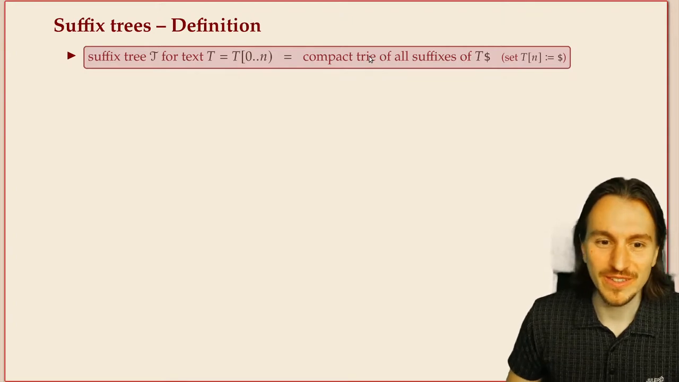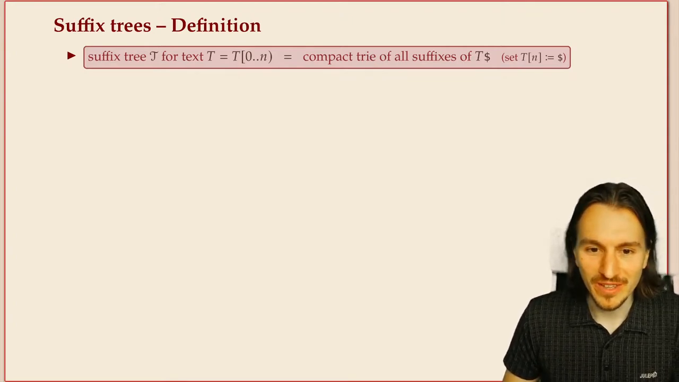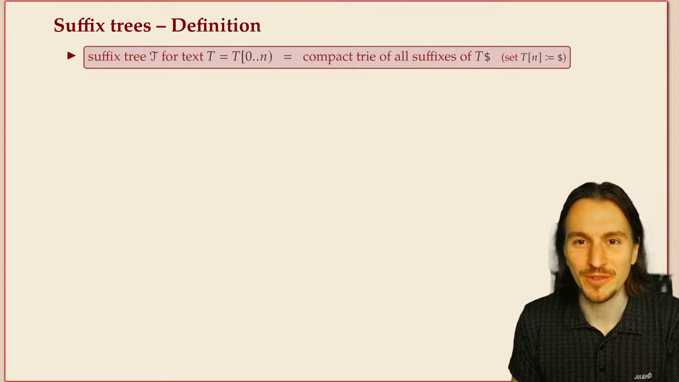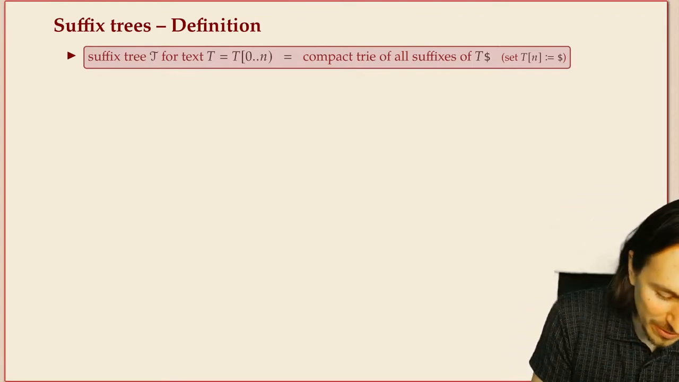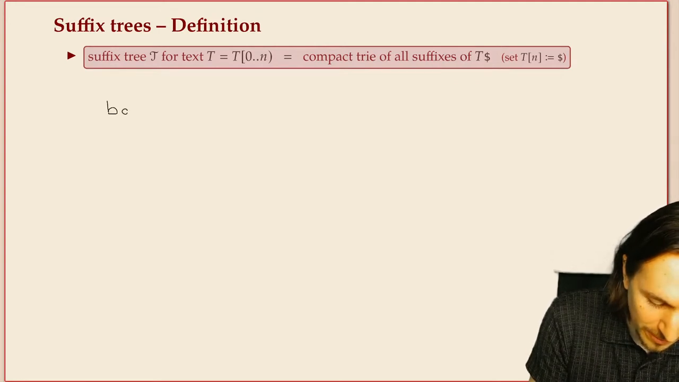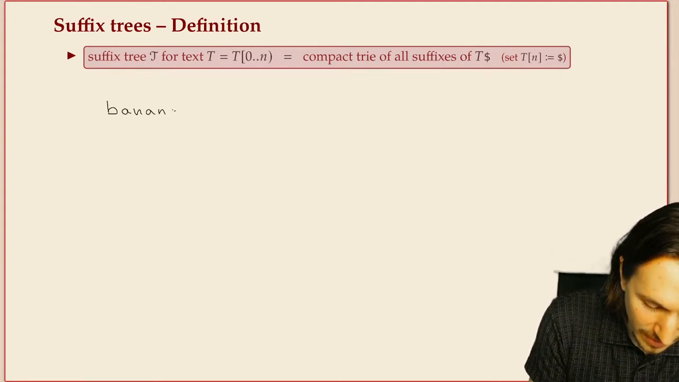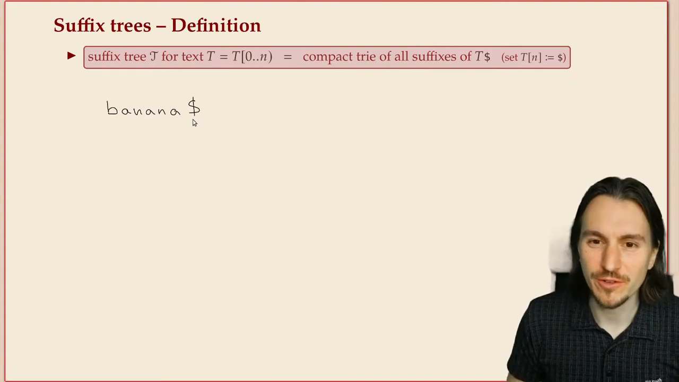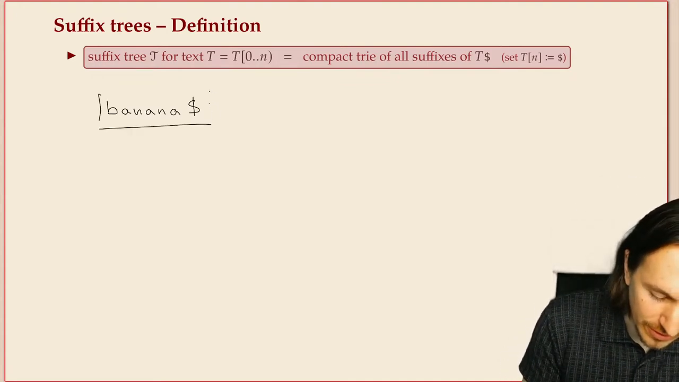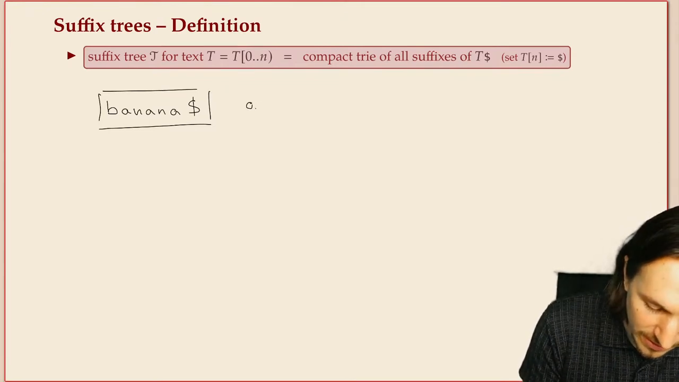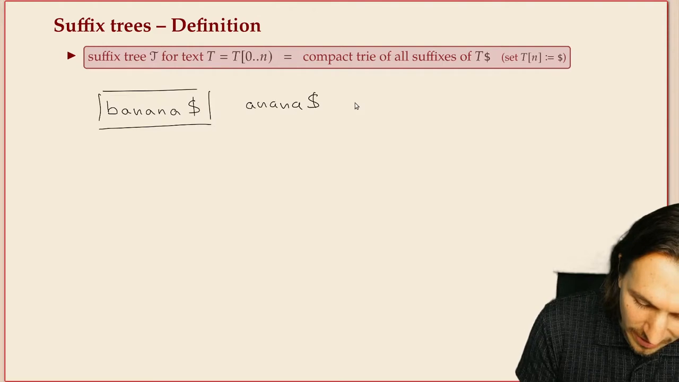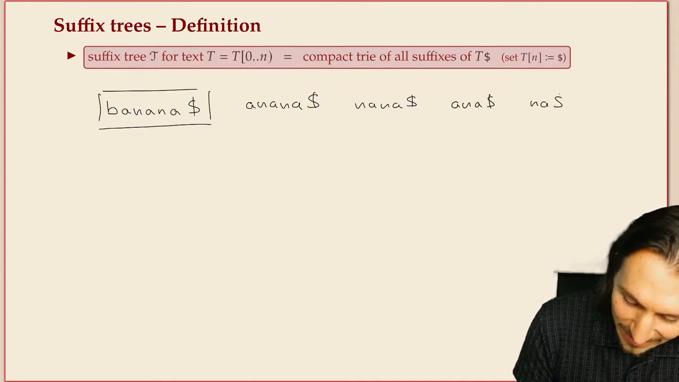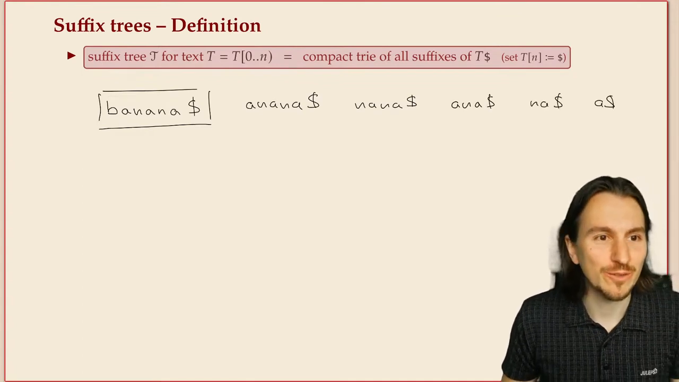And maybe at this point, let us look at a quick example of how this might be constructed. This was also a little bit of a recap about tries again. So let me do a smaller example. This might already take some time, but let's do banana and see how far we get. So this is our string. Now, we take all the suffixes. So that's banana, and that's anana, and it's nana, and anana, and na, and a dollar. And you correct me if I'm making mistakes.